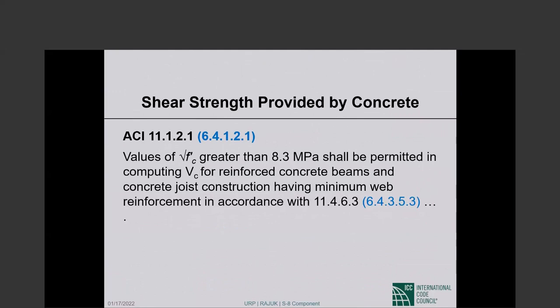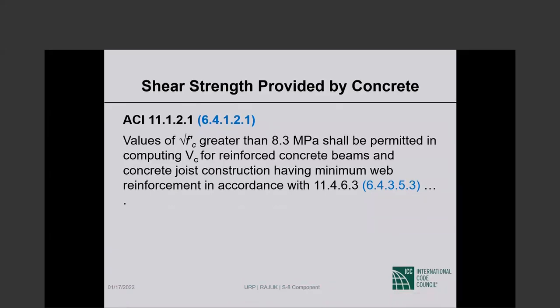Now, values of square root of f_c' greater than 8.3 MPa shall be permitted in computing V_c for reinforced concrete beams and concrete joist construction having minimum web reinforcement in accordance with 11.4.6.3. So if you want to take advantage of the shear contribution of additional concrete strength in excess of 10,000 psi, you will have to provide web reinforcement in accordance with 11.4.6.3.